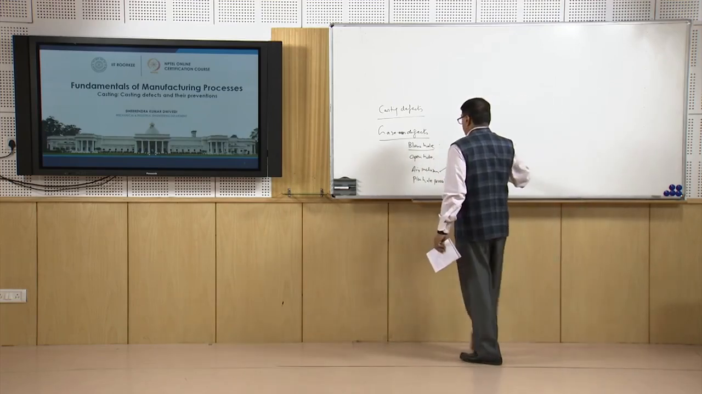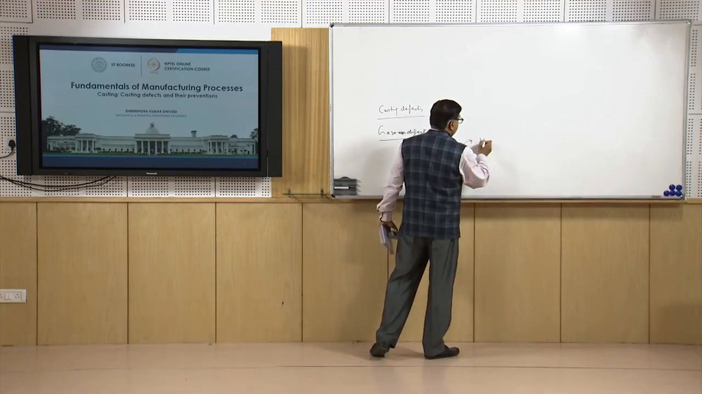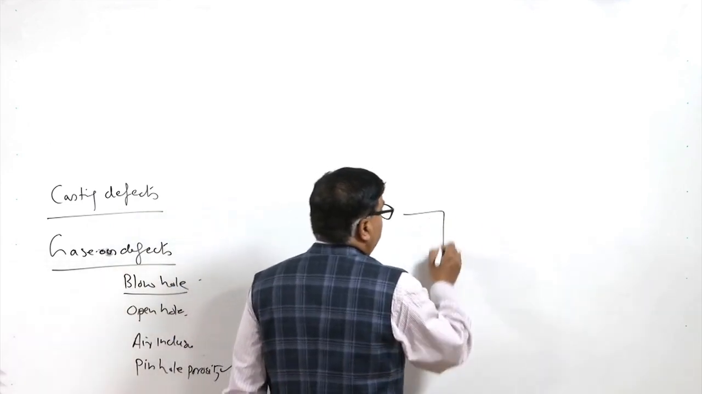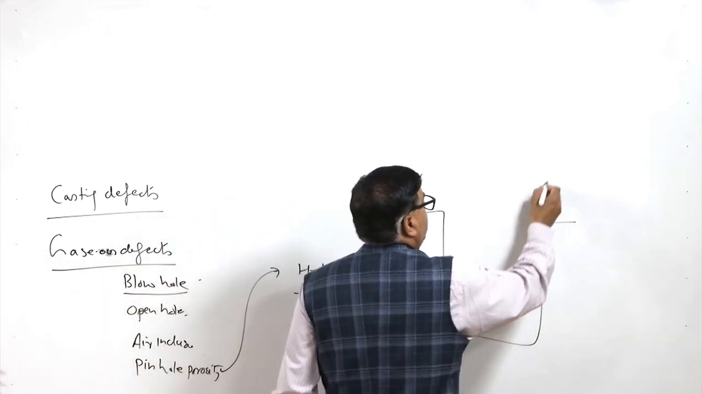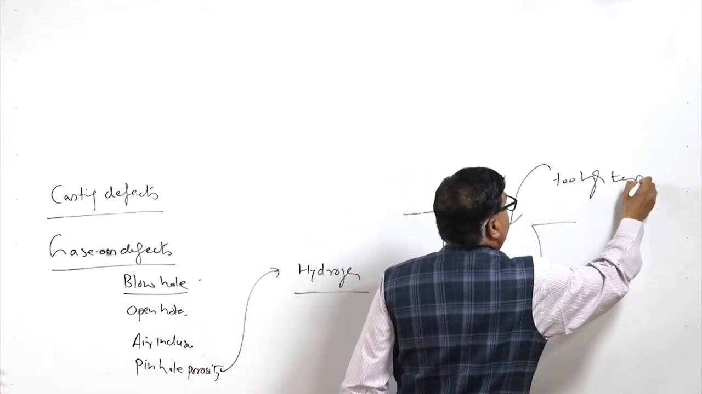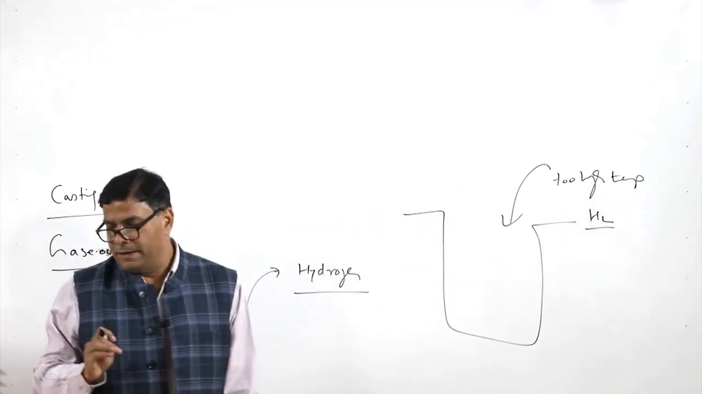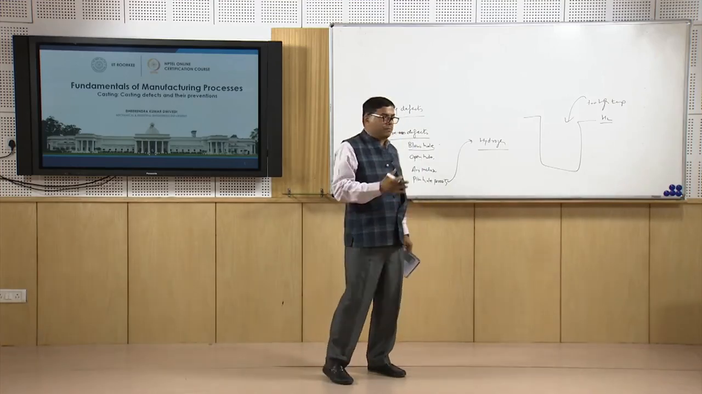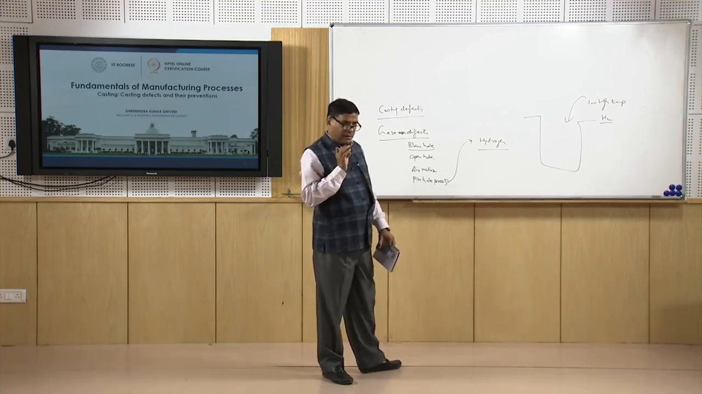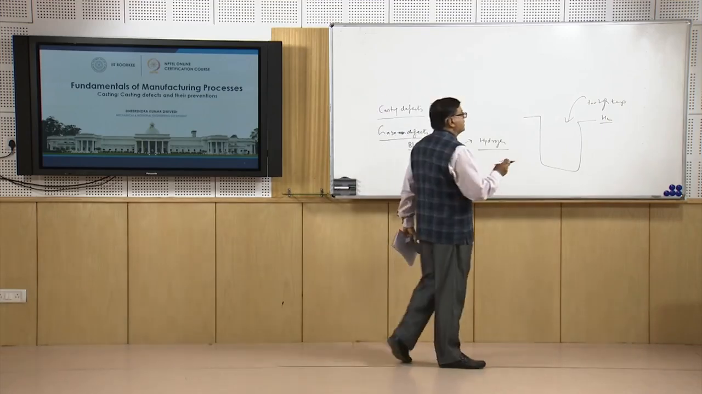Pinhole porosity, basically this is caused by hydrogen. This happens when the molten metal being poured in the mold is at too high a temperature. So, either hydrogen got mixed in during the process of melting, or hydrogen was produced due to the decomposition of moisture into hydrogen and oxygen.